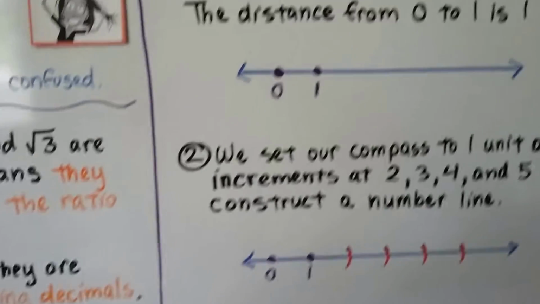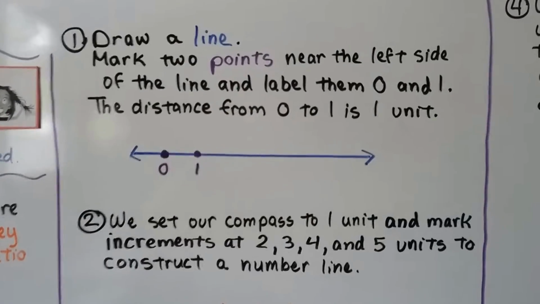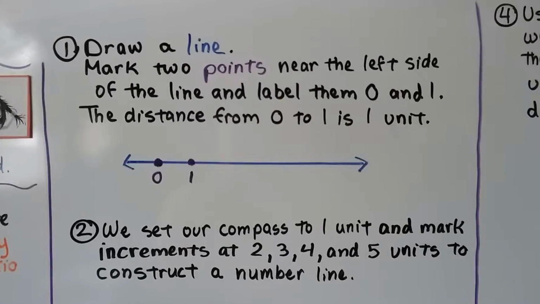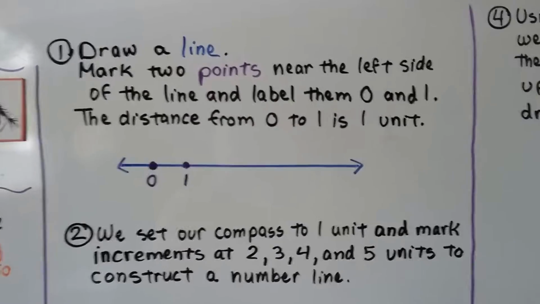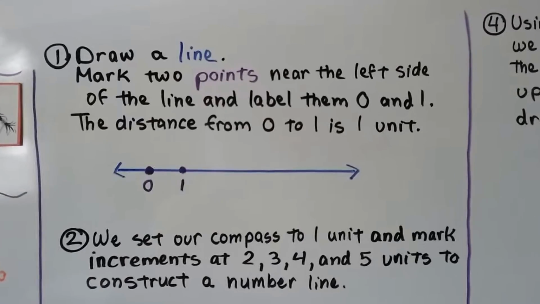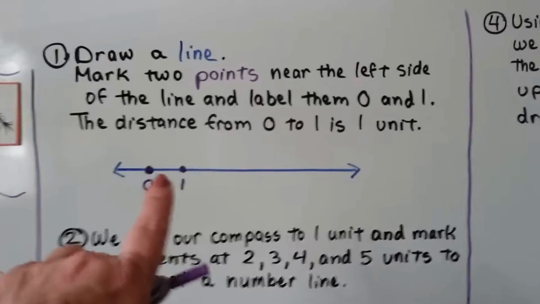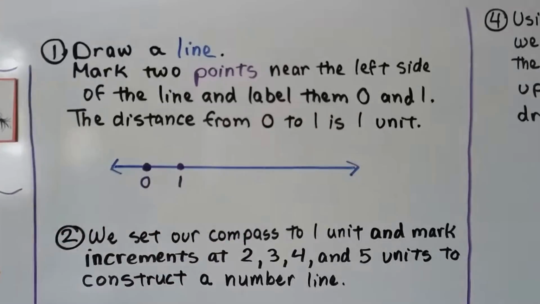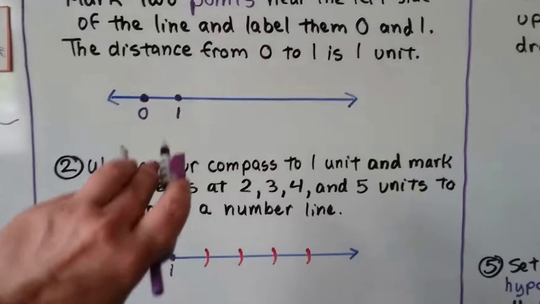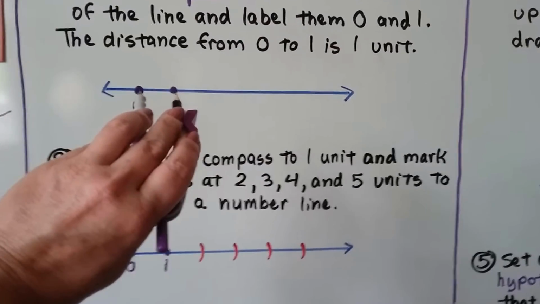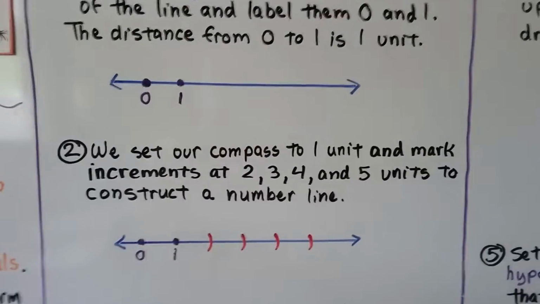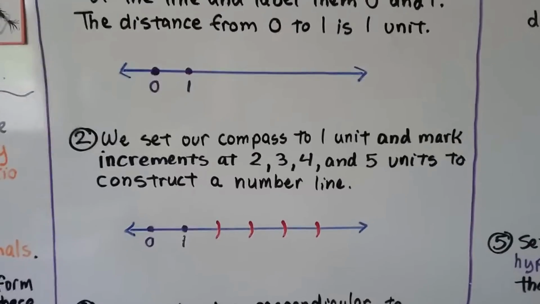So, we can draw a line, that's the first thing we do, and mark 2 points near the left side of the line and label them 0 and 1. And the distance from 0 to 1 will be 1 unit. Now my advice, because I learned the hard way, you might want to put these a little farther apart from each other, okay? We set our compass to 1 unit. We measure this, so that's 1 unit, okay? And mark the increments at 2, 3, 4, and 5 units to construct a number line.